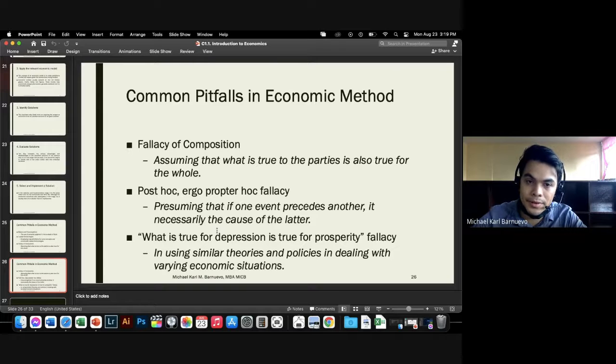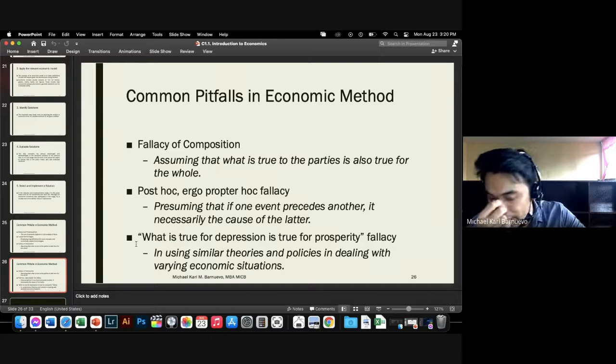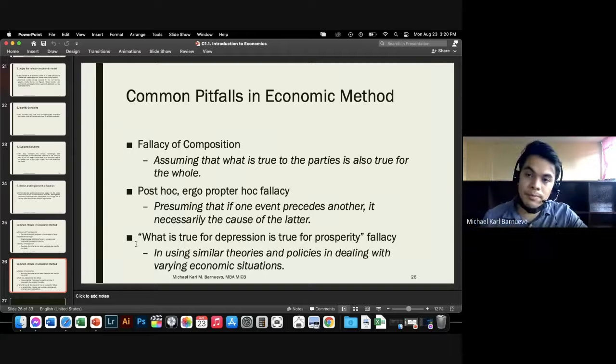Cause and effect. And last is, what is true for depression is true for prosperity fallacy. Inducing similar theories and policies in dealing with varying economic situations. Same as the fallacy of composition. There's no theory or one policy that can solve all economic problems or economic situations, especially when it comes to policy making in our government.